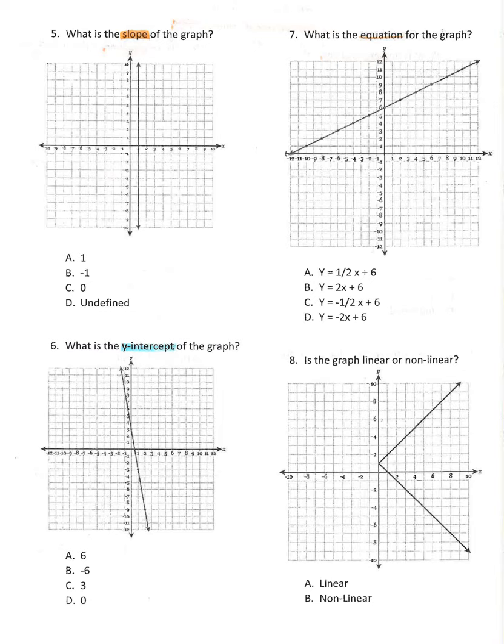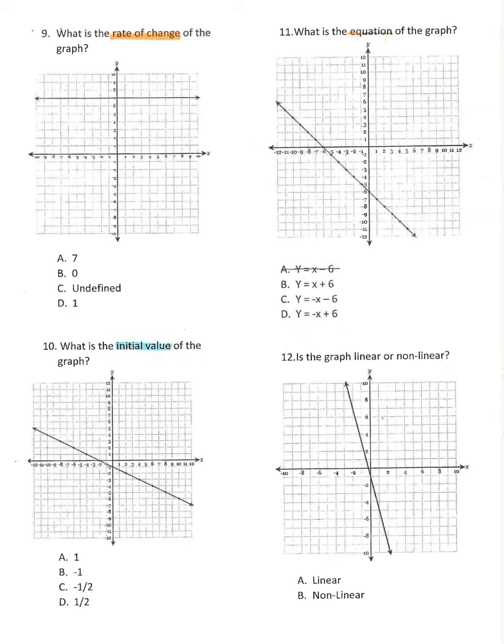Number 7, what is the equation for the graph? A, y equals 1/2 x plus 6, B, y equals 2x plus 6, C, y equals -1/2 x plus 6, or D, y equals -2x plus 6. Number 8, is the graph linear or nonlinear? A, linear, B, nonlinear.